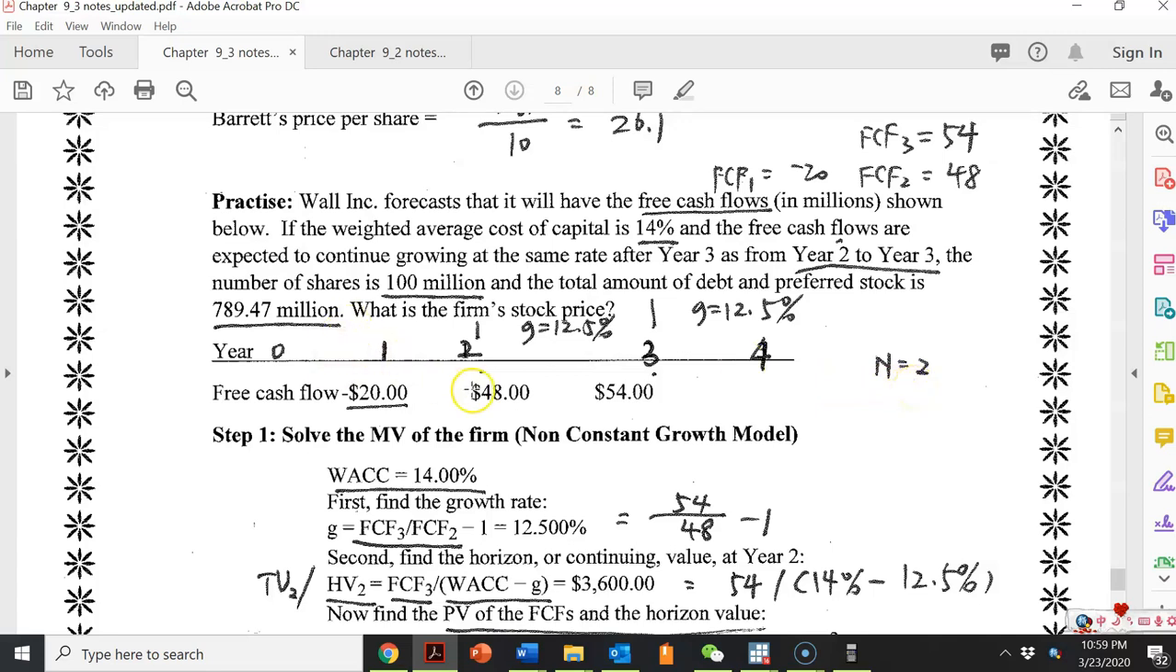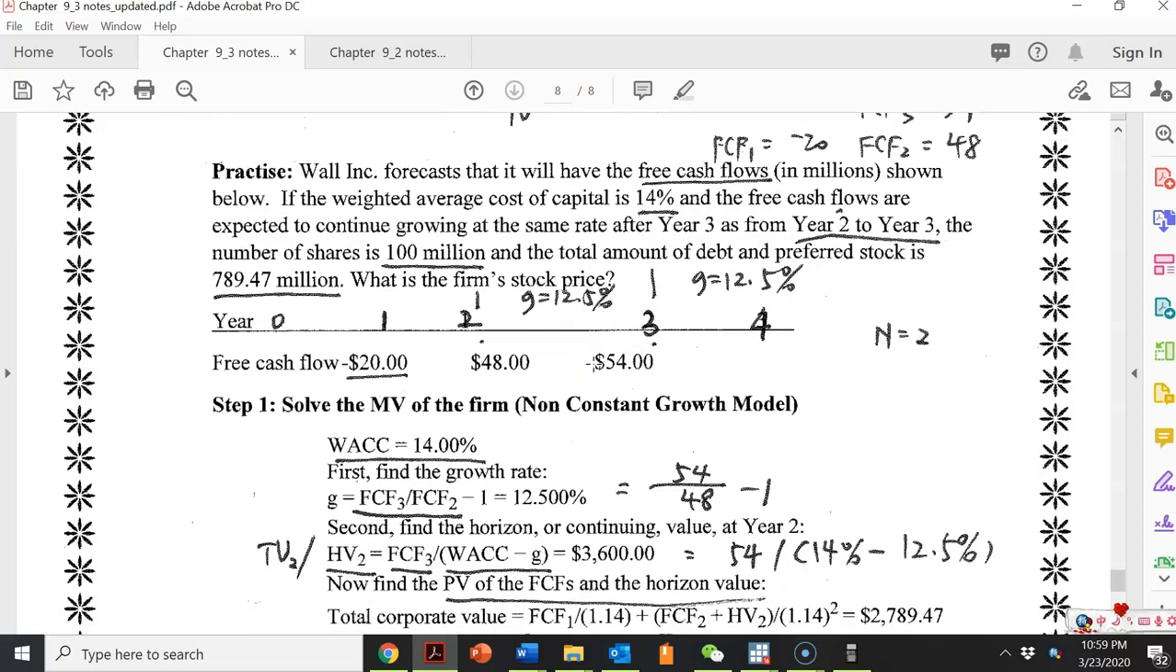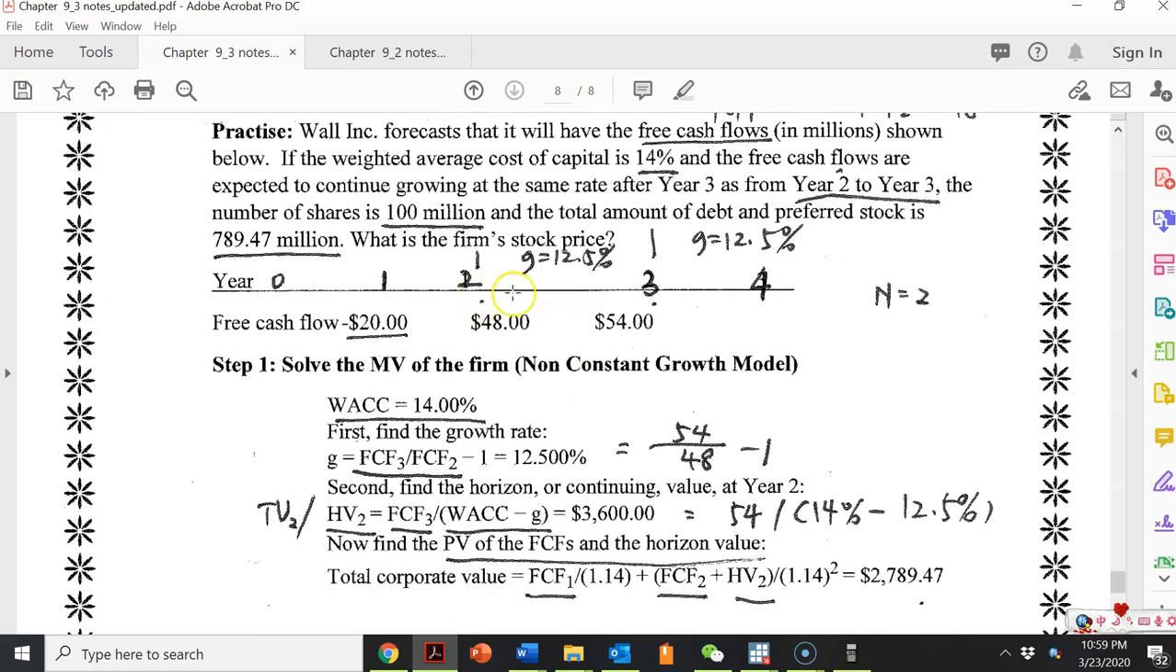From year 1 to year 2, free cash flows are given, and there's a growth rate you can calculate here. It should be different from the growth rate from year 2 to year 3. But after year 3, it's all going to be the same G2. So let's first find the growth rate from year 2 to year 3, our G2.